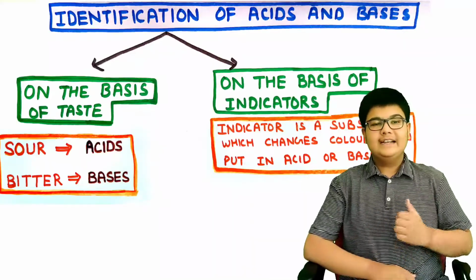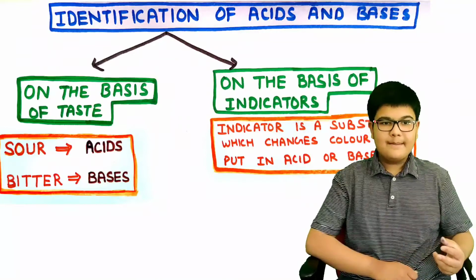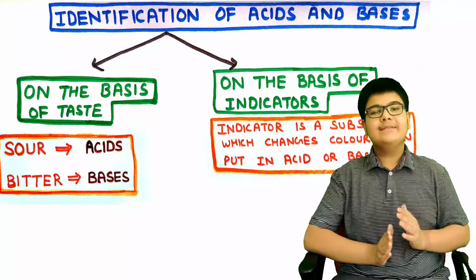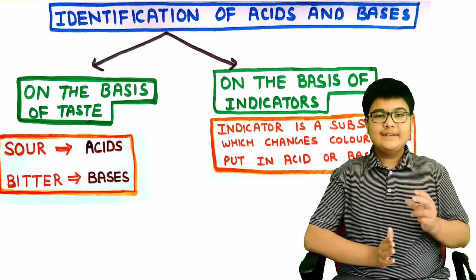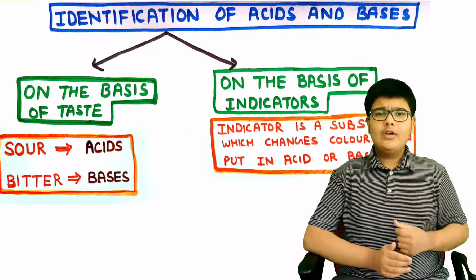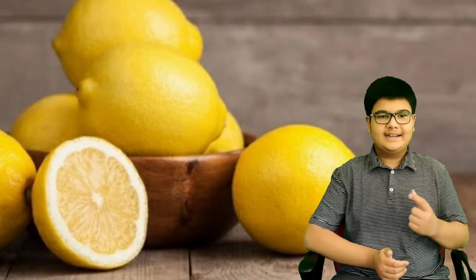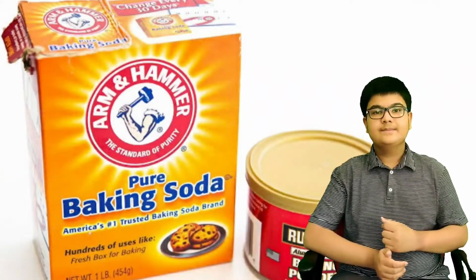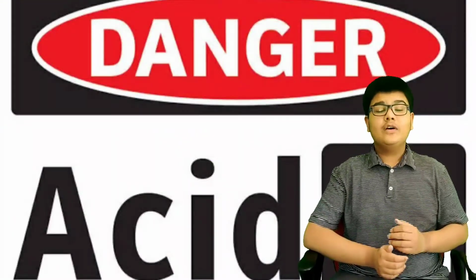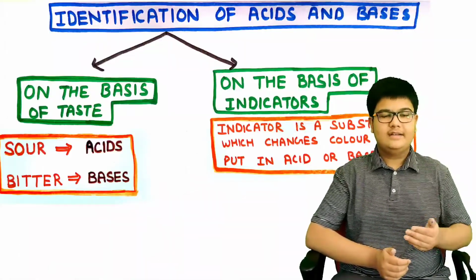So now let us study the identification of acids and bases. Acids and bases can be identified by tasting them or by the use of indicators. First let us study how we can differentiate between acids and bases by tasting them. As we know, acids are sour in taste and bases are bitter in taste. Now have you ever tasted lemon juice? It contains citric acid and it is sour in taste, while bases are bitter in taste. But many of the acids and bases found in the laboratory are very poisonous substances and we cannot taste them as they will lead to our death.